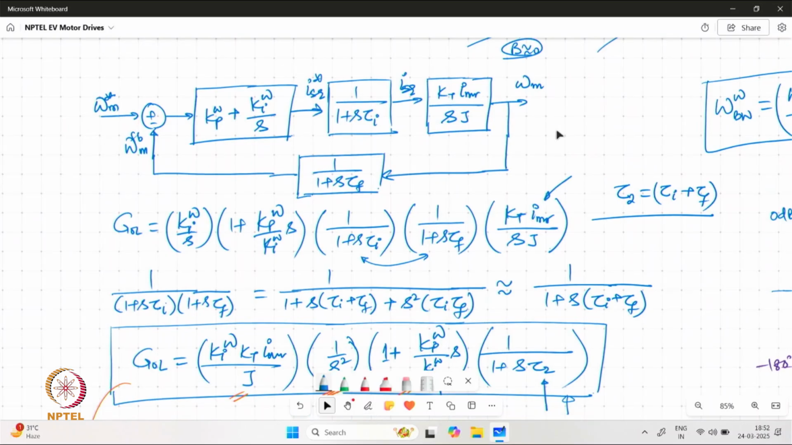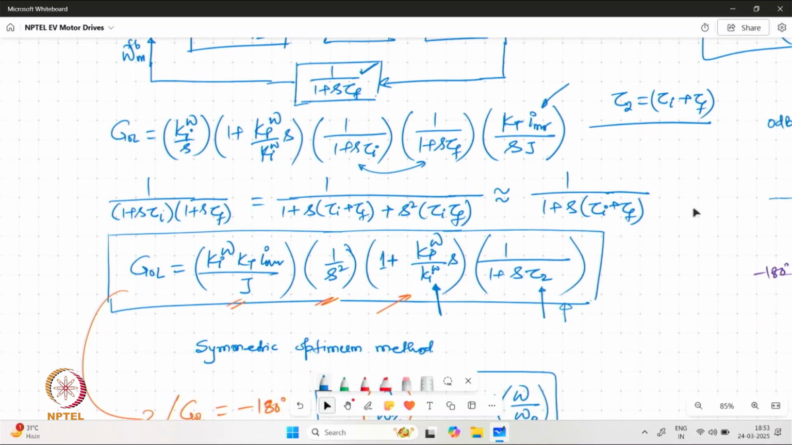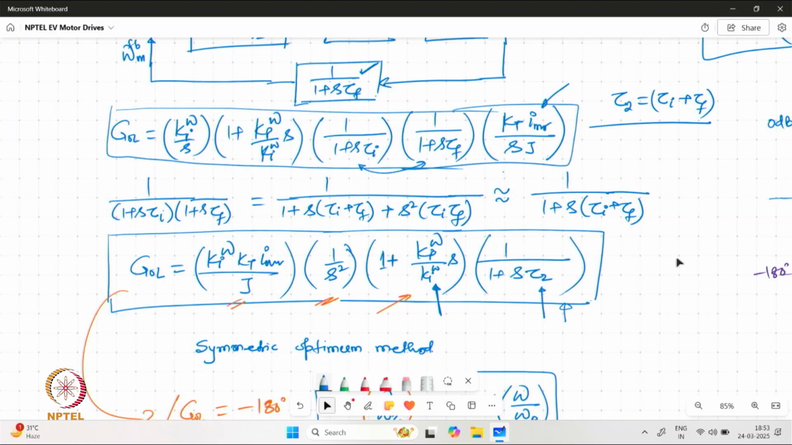Now, going ahead, we have taken the speed control loop, and we have considered the current ISQ control loop as a block, as a subsystem within that. Then we have the PI controller and the mechanical subsystem. We also have a filter in the feedback path. So altogether, the open loop transfer function of the speed control loop has several sub-blocks.